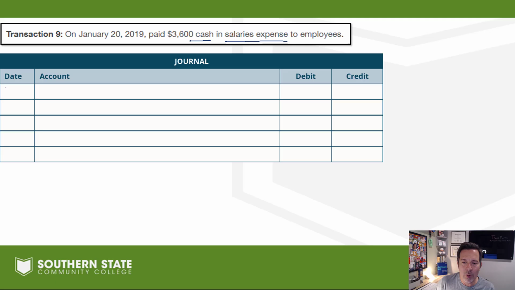So, 120. Cash account needs to come down. I told you before, expenses are always going to be debits unless we messed it up and are fixing it or we are closing it out. Just recording an expense, it's going to be a debit. 3,600. Cash goes down. 3,600. I'm just going to say paid salaries is my description.